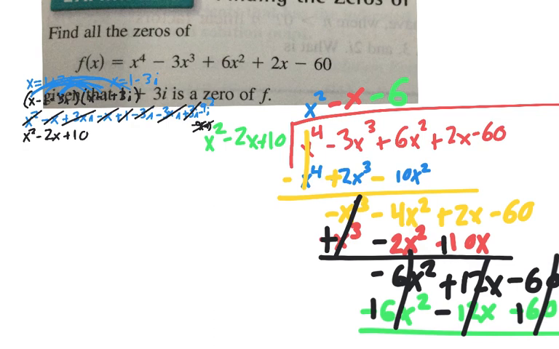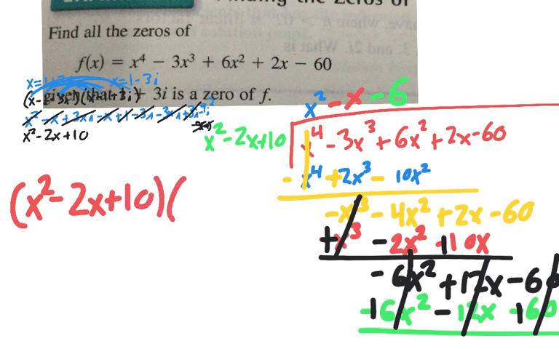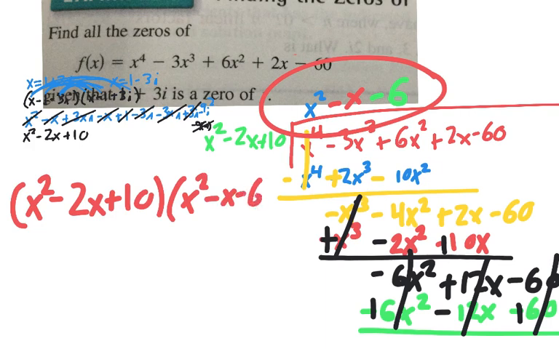So that means my big, ugly, original polynomial can be written as, what did I divide by? I divided by x squared minus 2x plus 10 times what I got as an answer, x squared minus x minus 6.